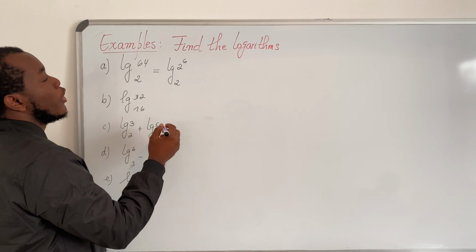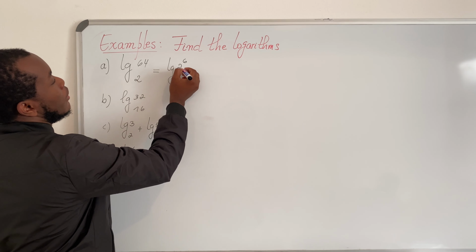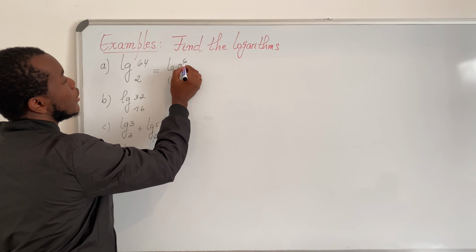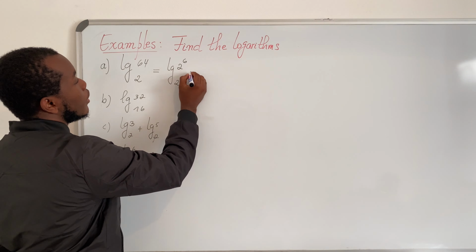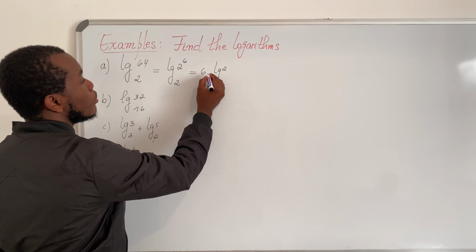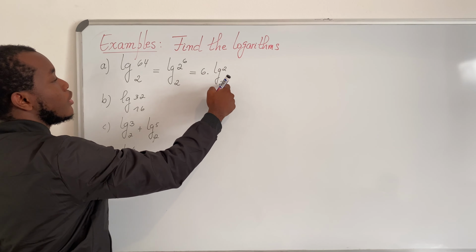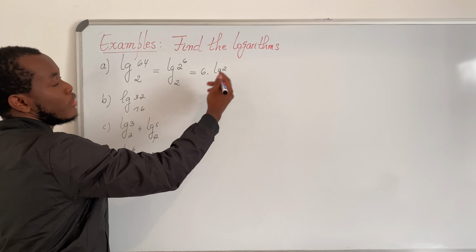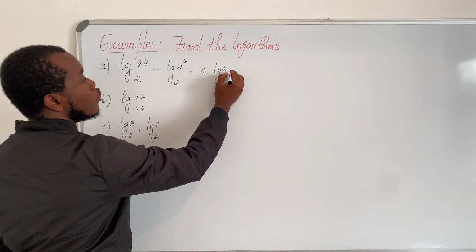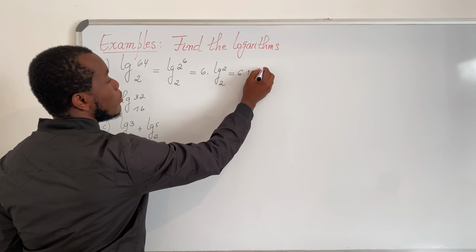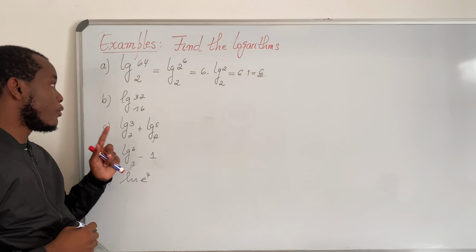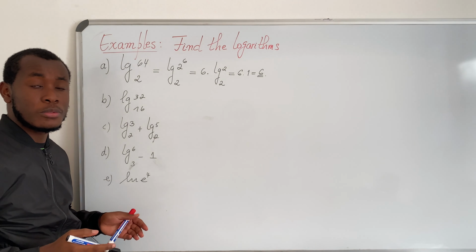One of the rules says that if the argument is a power, we can send the argument exponent at the back, multiplying. So we'll have 6 times log of 2 to the base 2. Look, this base is the same as this argument. It's that rule that says when the argument is the same as the base, then it's 1. So we have 6 times 1, which is 6. So that means log of 64 to the base 2 is equal to 6.